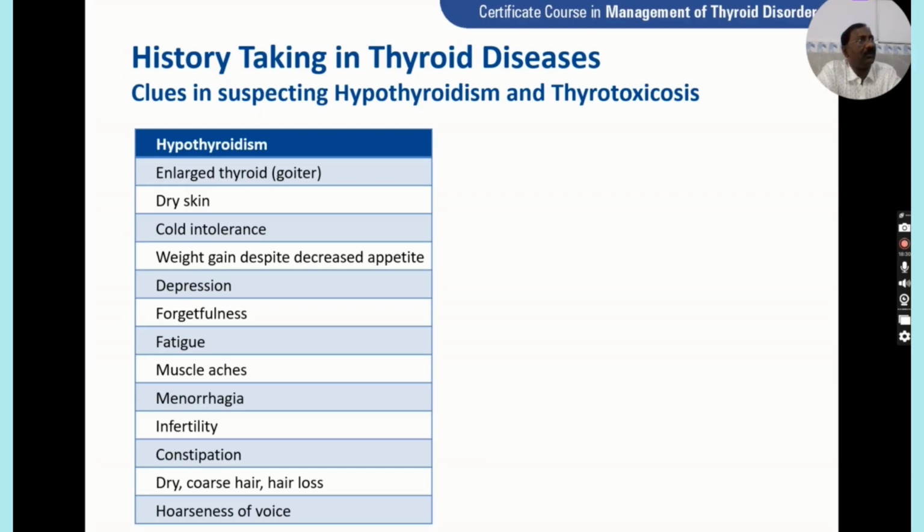So when the TSH is more than 50 or 70 or 100, some people will have all these features. They are drowsy, so change in the voice will be there. They are obese, with loss of appetite.